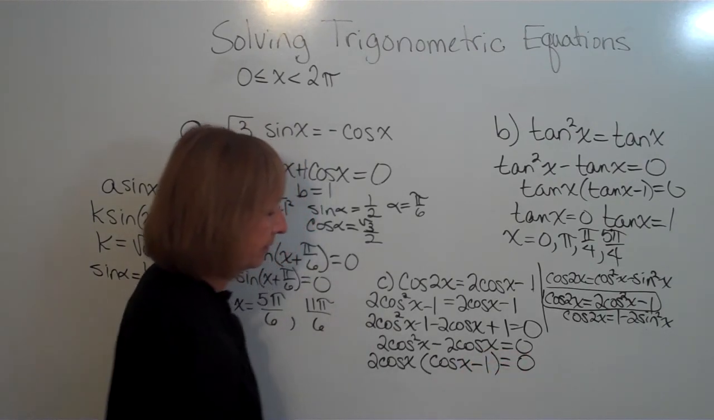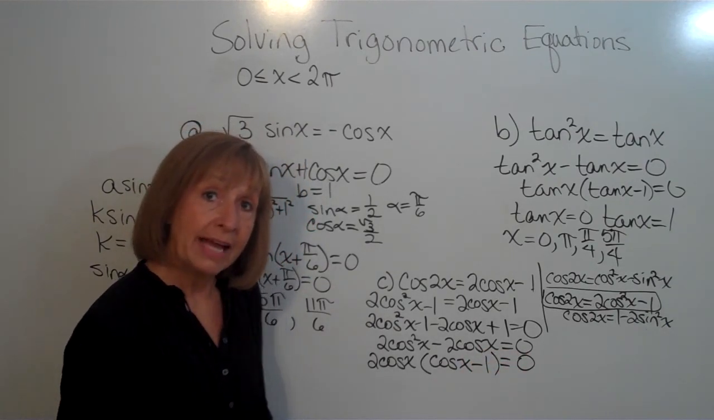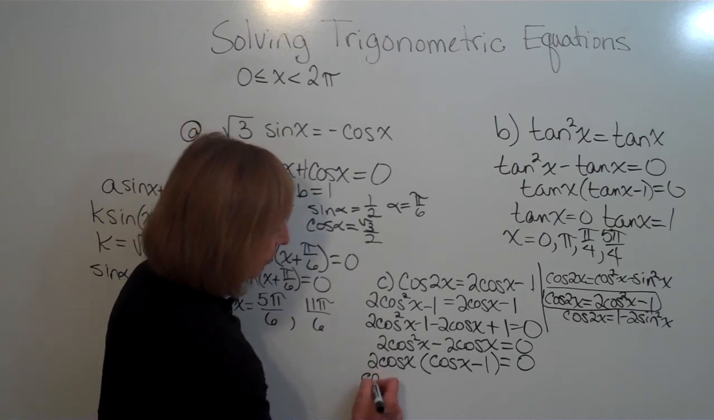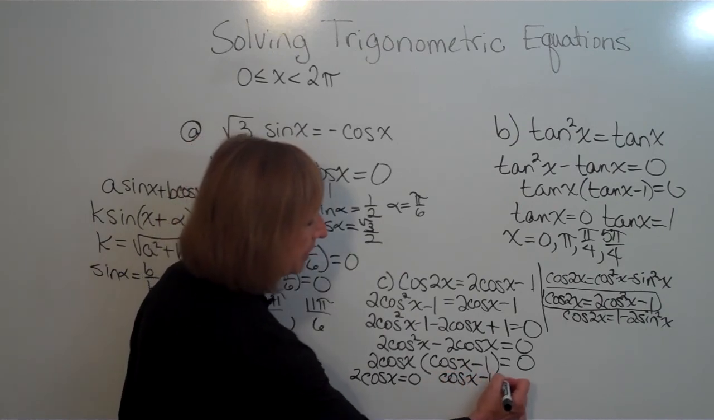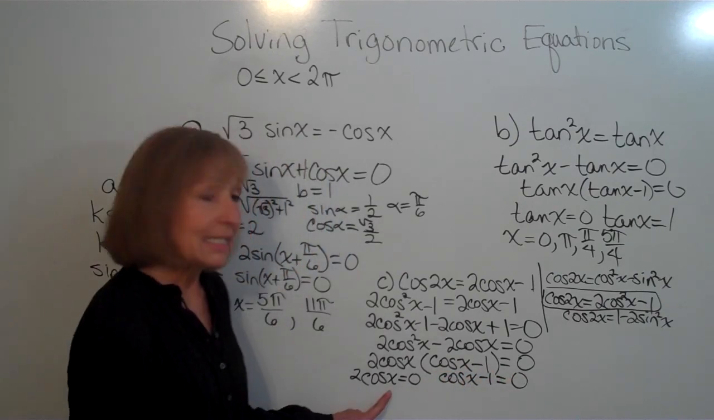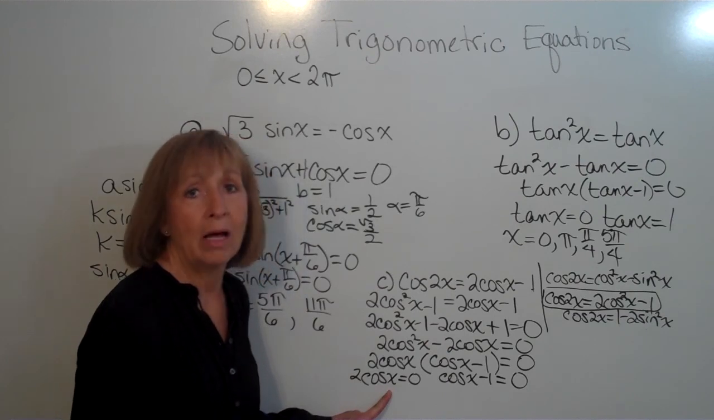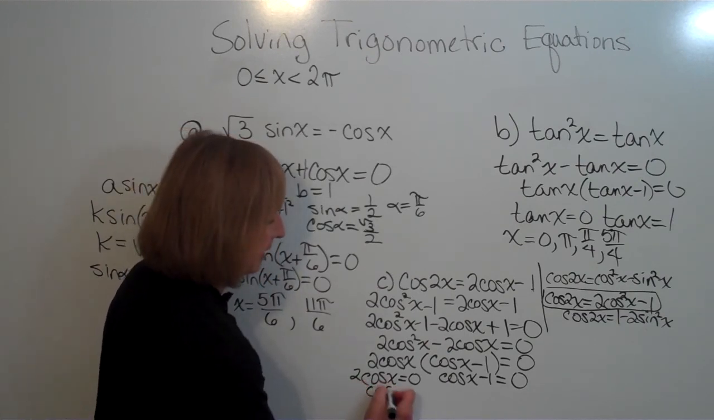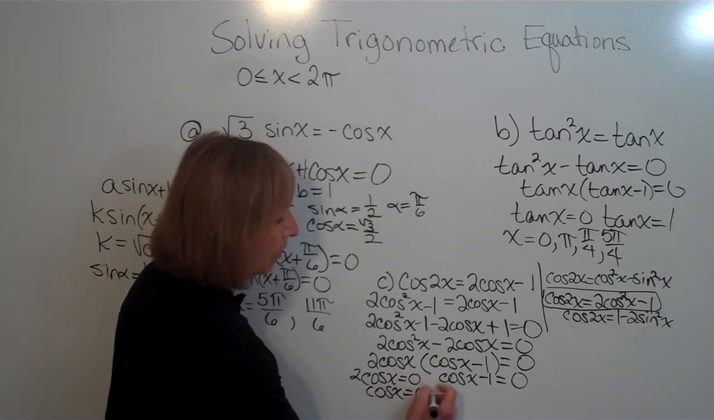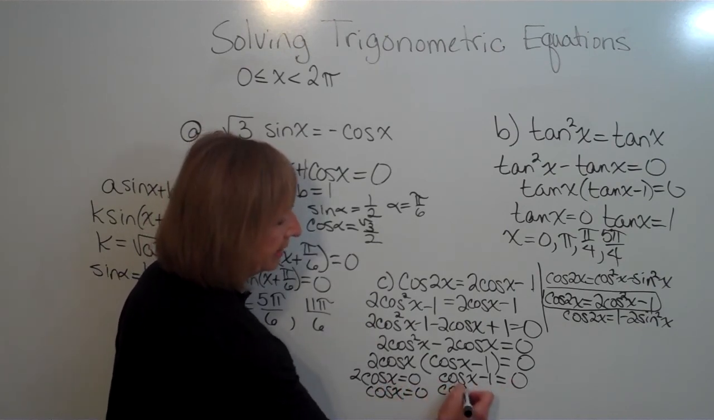It's equal to 0. Set each factor equal to 0. I'll get 2 cosine x is equal to 0, or cosine x minus 1 is equal to 0. Divide both sides by 2. Well, 0 divided by 2 is still 0. So that's cosine x is equal to 0, or add 1, cosine x is equal to 1.